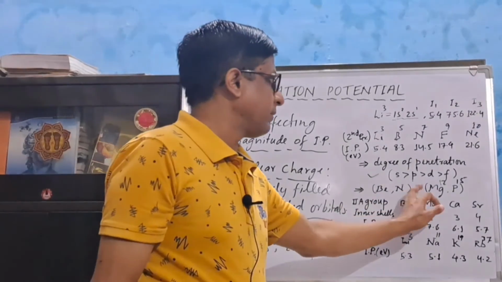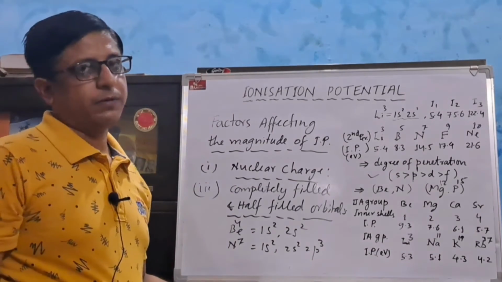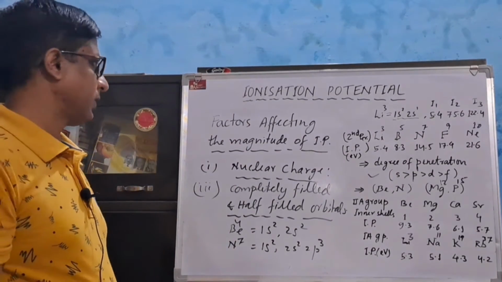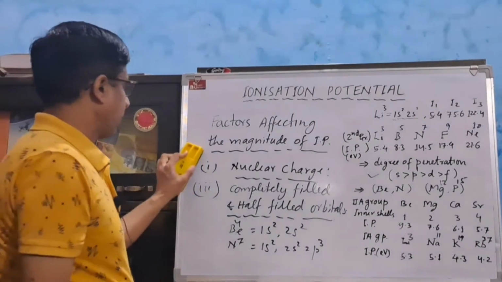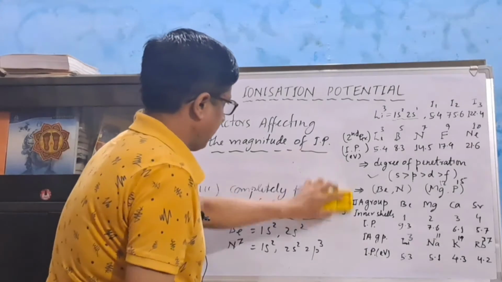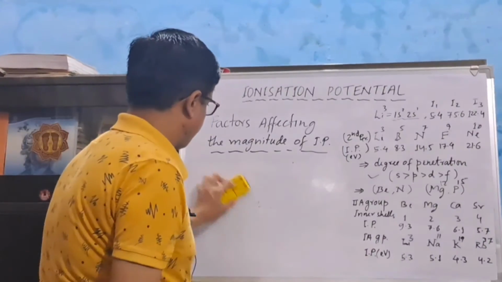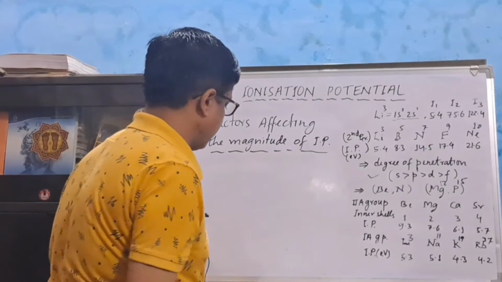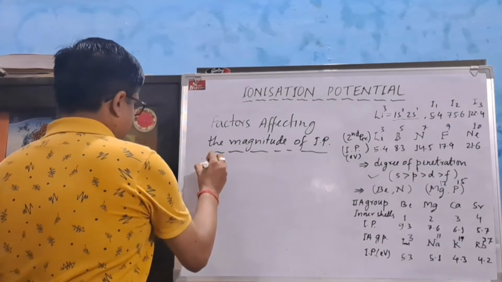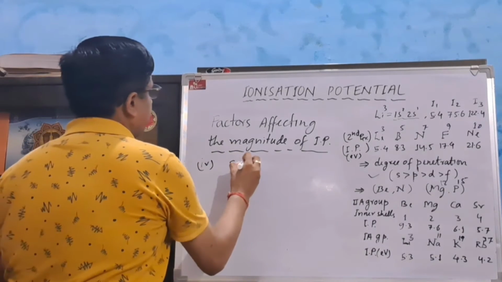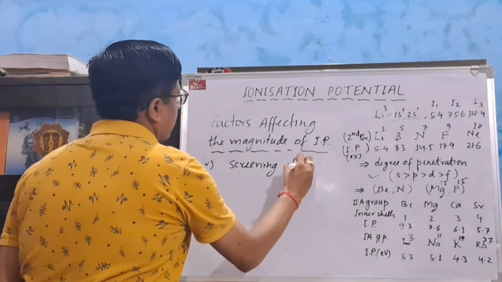Similarly, in case of the third period, magnesium and phosphorus have relatively higher ionization potential. So the third factor is completely filled and half filled orbitals. Now the fourth factor affecting the magnitude of ionization potential is screening effect.